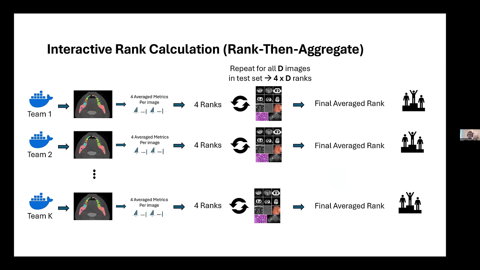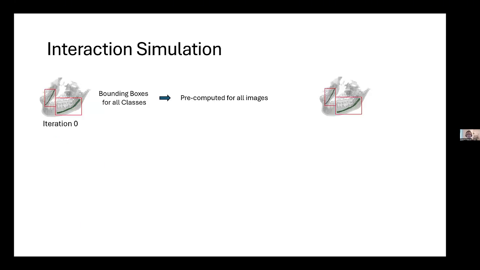So instead of averaging the metrics, we average the ranks. So we form 4 ranks per image, repeat that for all of the images on the test or validation data, and we average the rank at the end to rank the participants.